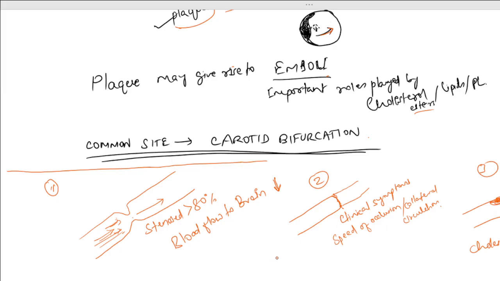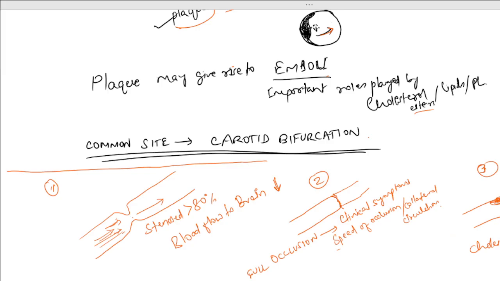Now, in case of complete occlusion, full occlusion, what will happen? Clinical symptoms or outcomes, whatever you say, will come, but this will depend upon what? Speed of occlusion or collateral circulation. If collateral circulation is too good, it may not have bad outcomes. It may not have such worse outcomes. I would clear it like that.